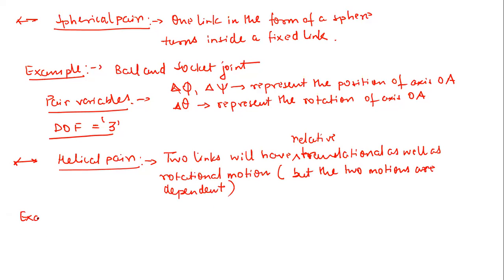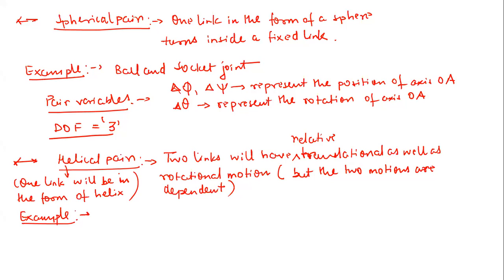Now let me ask you one more thing. Why do we use this word helical? Can anyone guess why we use this word helical? Somewhere this is suggesting that one link will be in the form of a helix, correct? So from there it derives this name, helical pair. Can you give me some example for a helical pair? Screw, yeah, go ahead. Sir, the screw we put in the object.